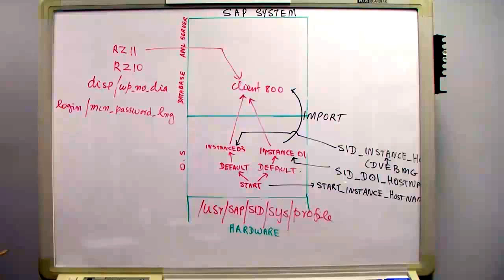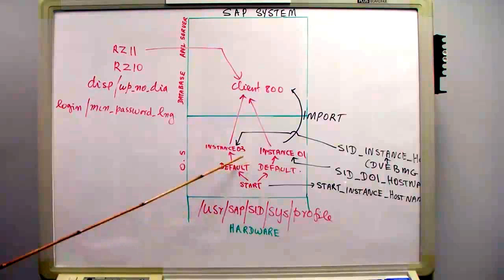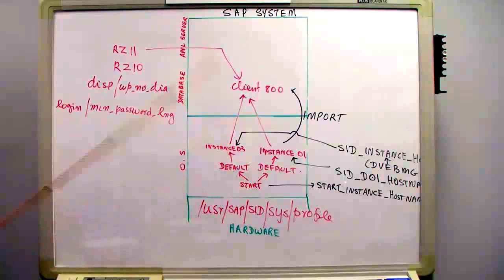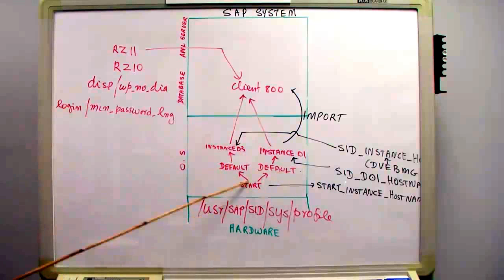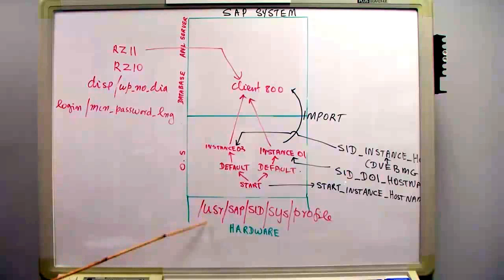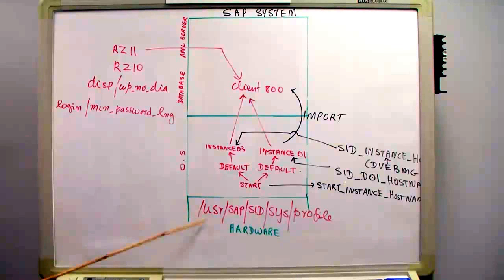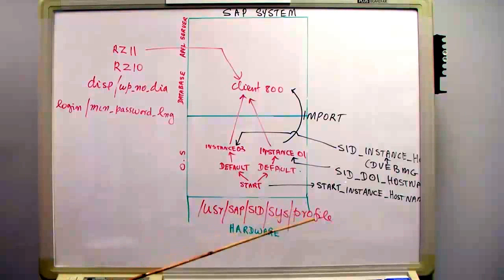Hi everybody. One is start, another one is default, another one is instance. All these profiles are located in a directory called /usr/sap/<SID>/sys/profile. SID is the system ID. So if the system ID is DM0, it will be /usr/sap/DM0/sys/profile.